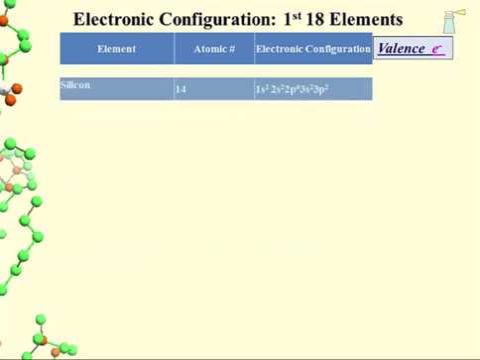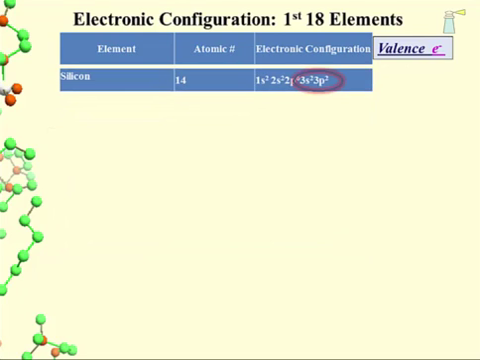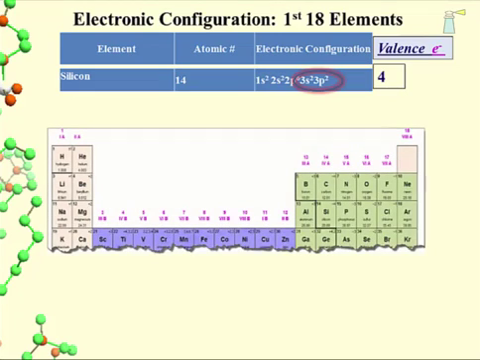One more, silicon. Looking at the electrons that come after the last noble gas configuration, we find that it has 2 electrons in the 3s orbital and 2 in the 3p block of orbitals, summing to 4 valence electrons. Not surprisingly, the value from the periodic table also provides us with 4. Even though carbon and silicon are in different rows, they have the same number of valence electrons.